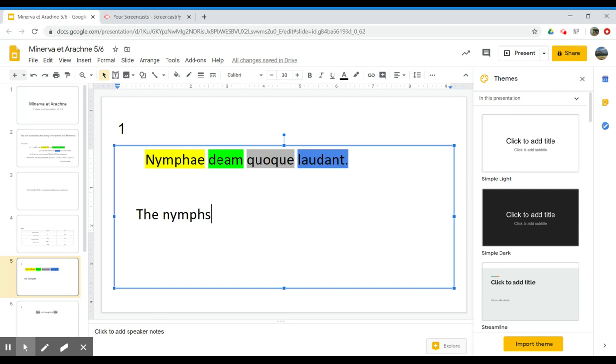Laudant, subject, verb, direct object. So I'm looking at laudant next. That's my verb, and it means praise. Subject, verb, direct object. Your direct object is deam. Deam means the goddess. Now I need to put my gray highlighted word in here. That word means also. If you look on your vocab list, it means also. So the nymphs praise the goddess also. And there we go. That's the whole task, you guys.